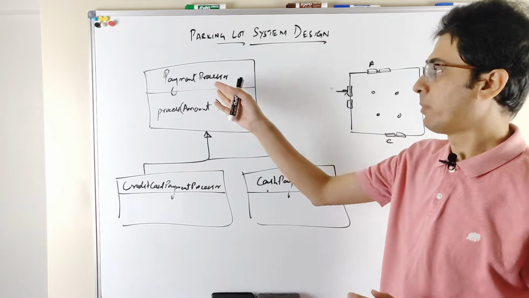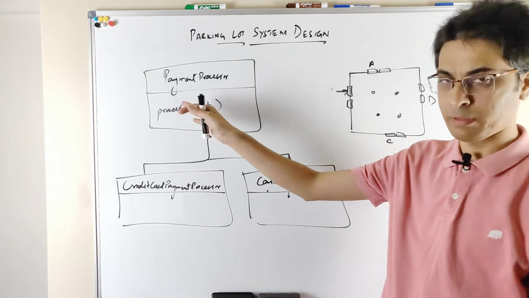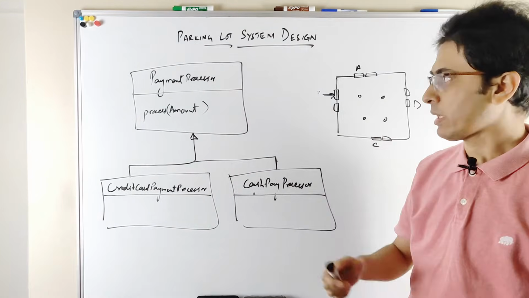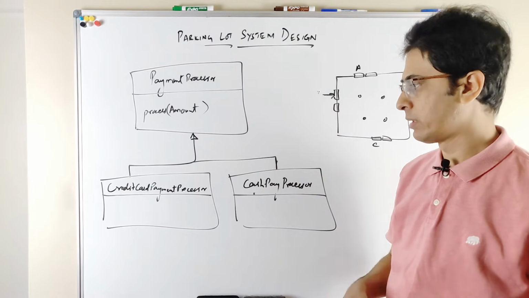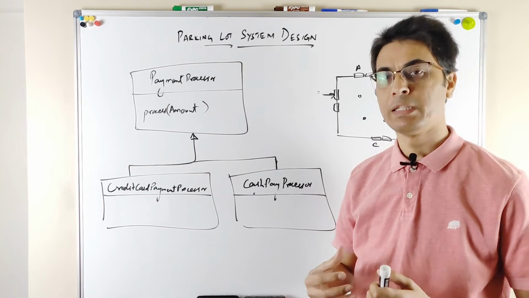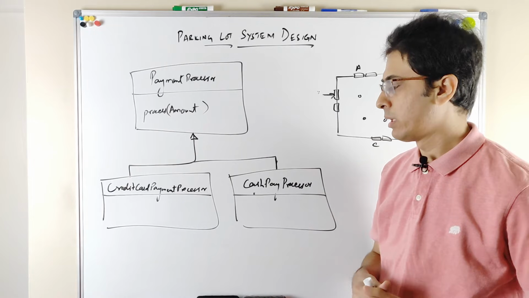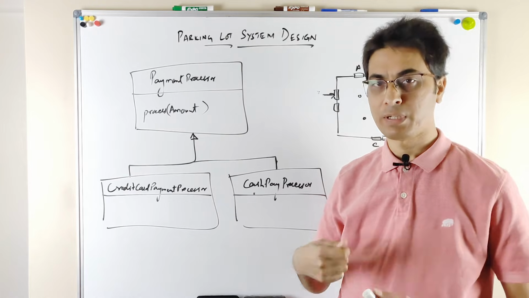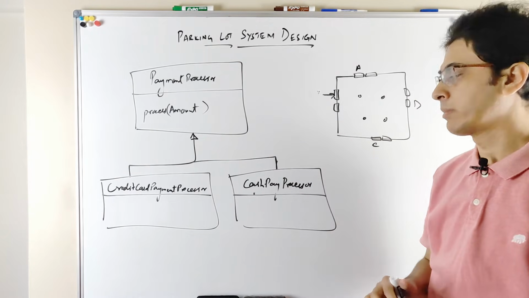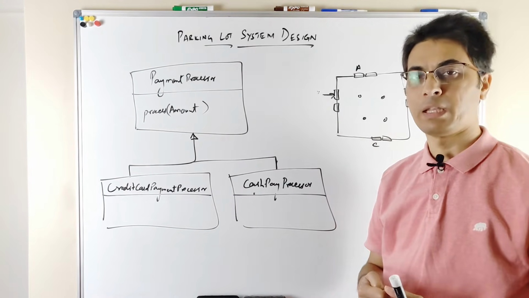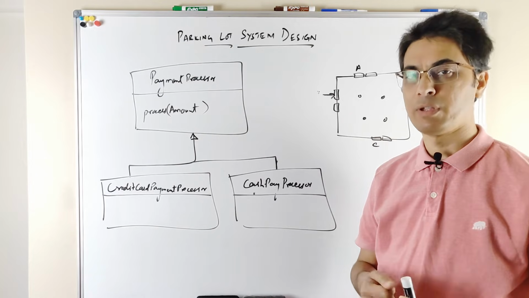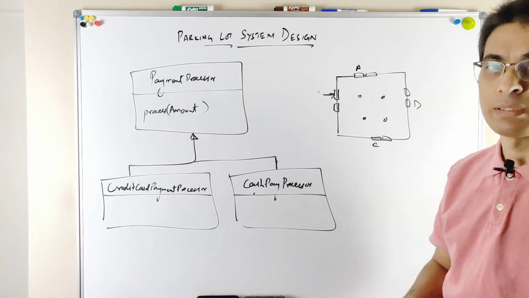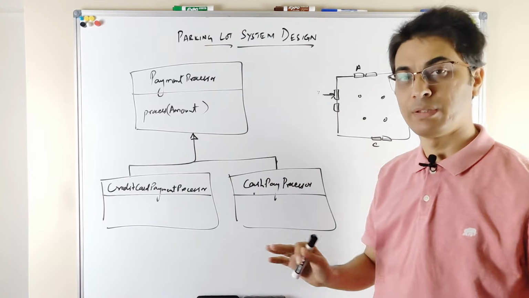We will also have a payment processor interface which has a process function and amount, and it will also be using the strategy design pattern. This interface will be implemented by different classes which implement different types of payment processing. For example, we could have a credit card payment processor which processes credit cards, and a cash payment processor. In the same way, in future, let's say if we introduce some other type of payment, for example Apple Pay, we could add another class which will implement the same interface. This is also using the strategy design pattern.